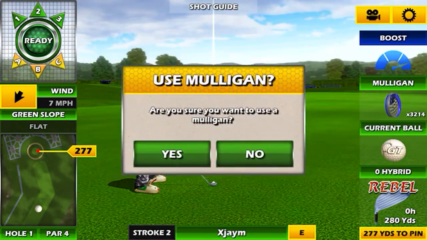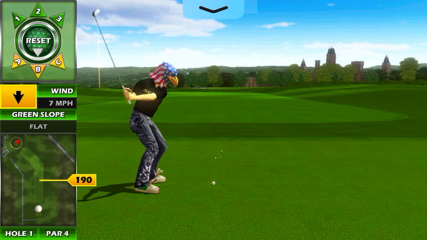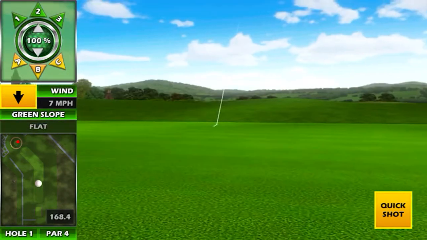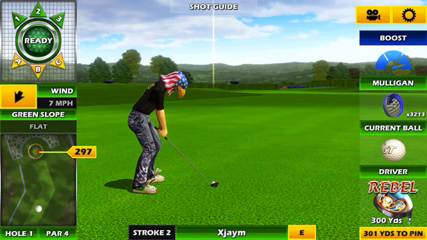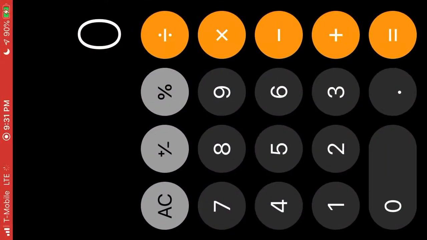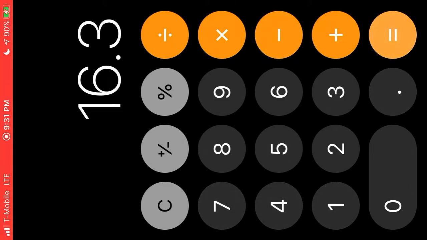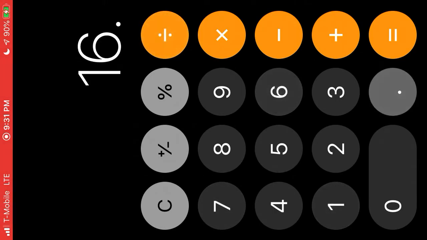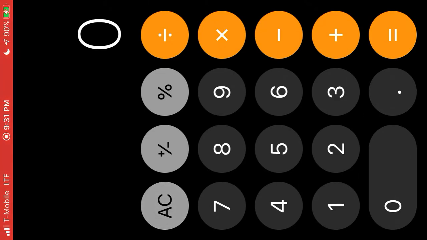So if we go down to a 9-wood, goes 190-ish, says it's going to go 174.7. So we do like 191 minus 174.7, 16.3. We're going to take 7 divided by 16.3, and we get a different number. So we're going to have a closer to like a 0.6 wind factor.